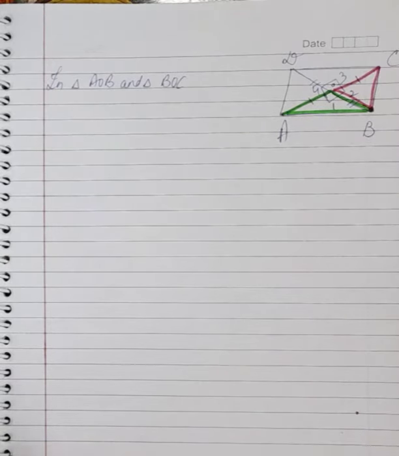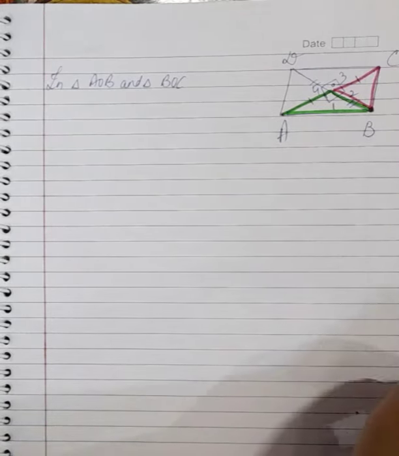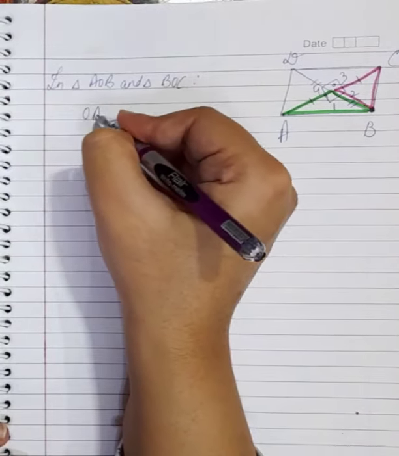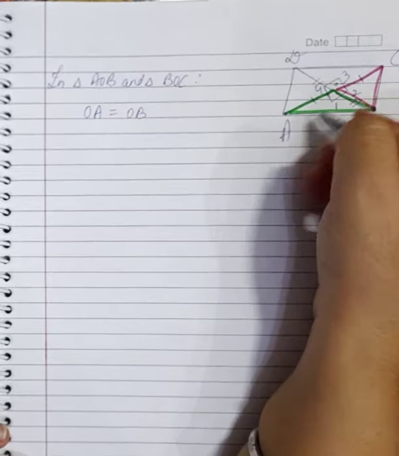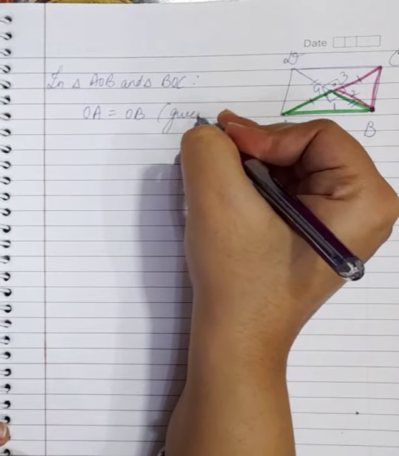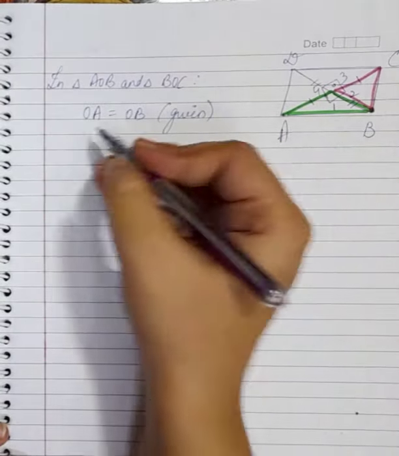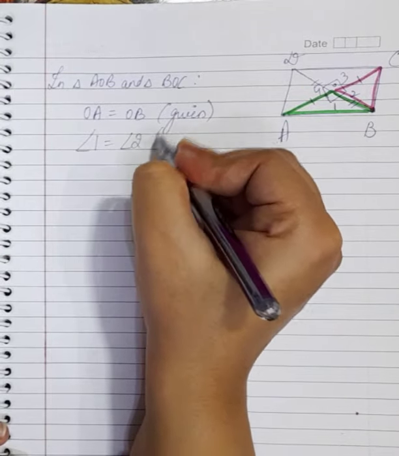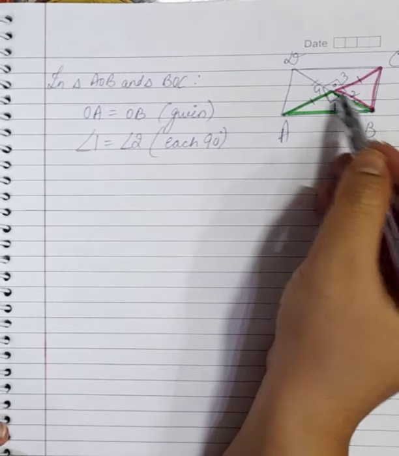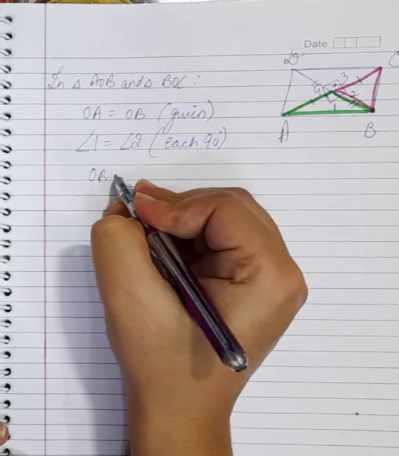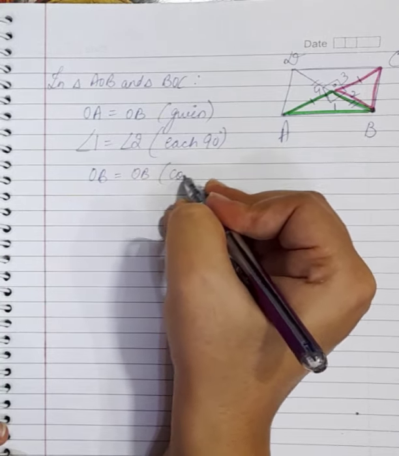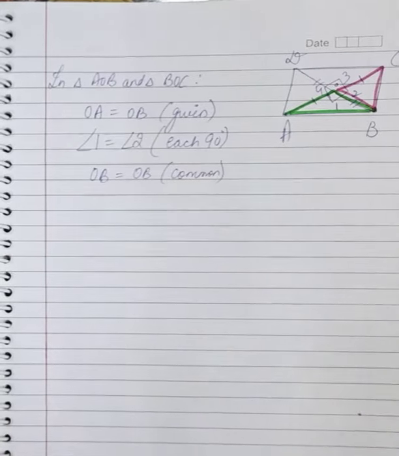Now how to prove this green and pink triangles congruent? Let's see. OA is equal to OB. OA of green is equal to OB of pink. It's already given. Second condition is angle 1 of green is equal to angle 2 of pink, each 90. This is already given. And the third condition is this OB is common. So OB is equal to OB. That's common.